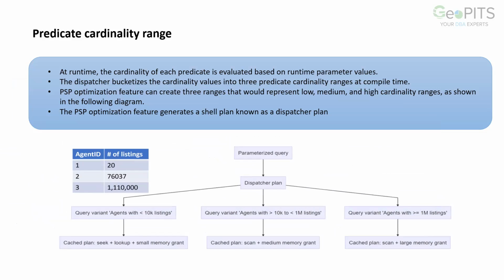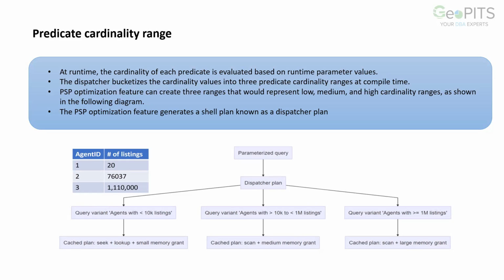So in the dispatcher plan, the middle one, the query variant, belongs to the range of 10K to 1 million values, so it will use a scan plus a medium memory grant. If it is less than 10K, it will use a seek with a lookup and a small memory grant. As we saw in the previous demo, I gave a minimum value like 2 for the stored procedure, so it took the seek and lookup.